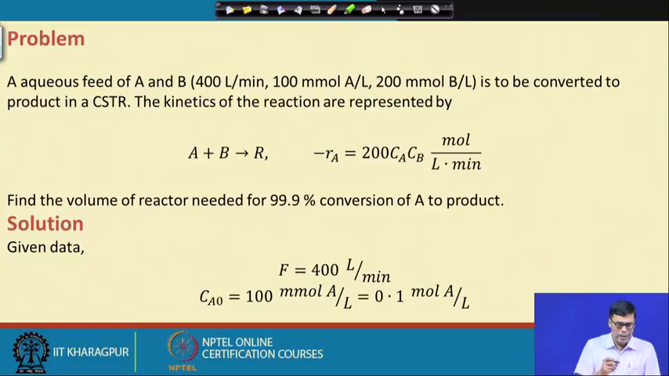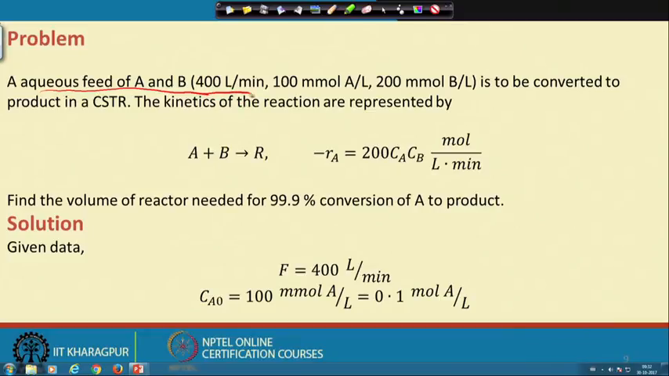This is like this. You see, the aqueous feed A and B. The feed flow rate is given as 400 liters per minute, and what is the A concentration? 100 millimoles A per liter. And what is the B concentration? 200 millimoles B per liter, and it is to be converted in the CSTR.